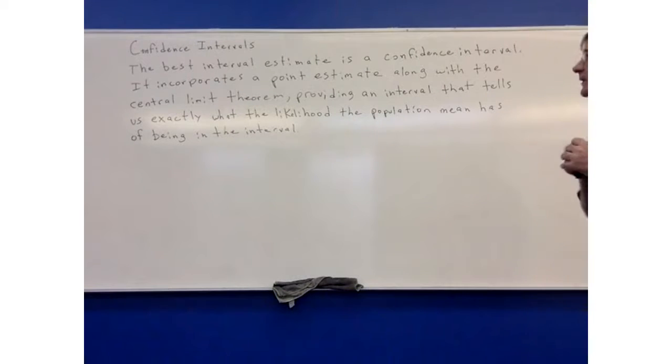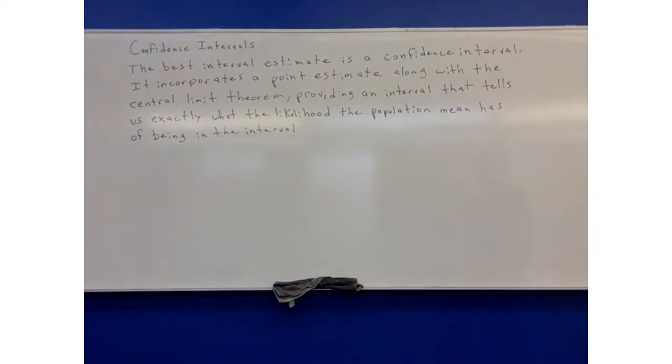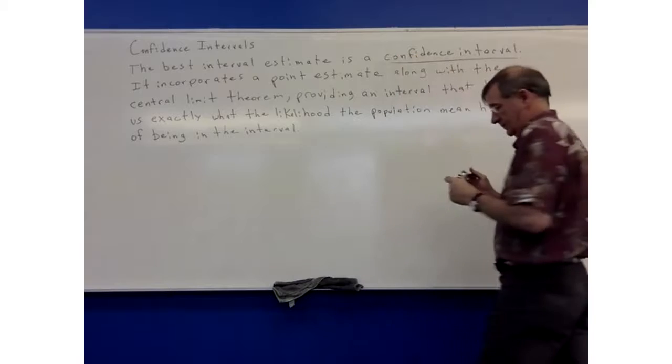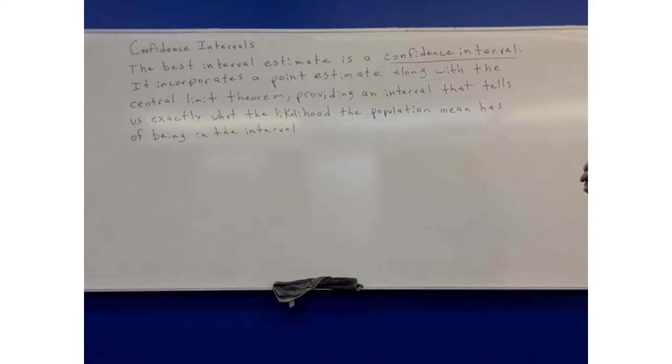Okay, I'm back. We're going to talk about confidence intervals. As I said in the previous video, we were talking about point estimates and interval estimates. The best interval estimate is a confidence interval. It incorporates a point estimate along with the central limit theorem, providing an interval that tells us exactly what the likelihood the population mean has of being in the interval.